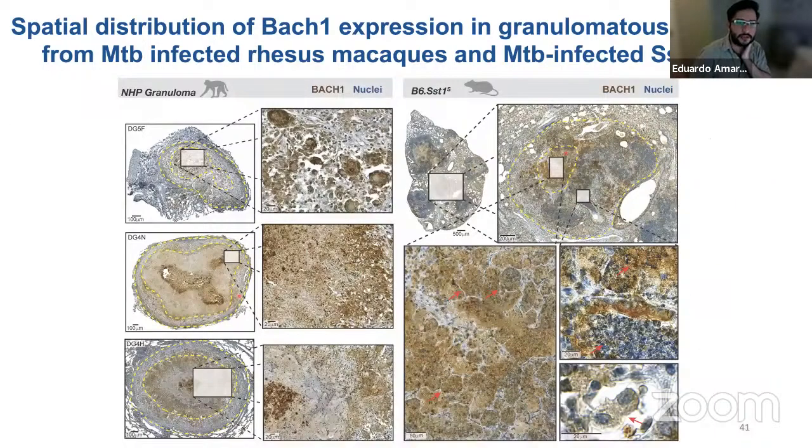We also looked at the spatial localization of BACH1 in the granuloma in monkeys infected with MTB, and also in these mice called SST1S animals, which develop granuloma-like lesions in the lungs. In both cases, we see stronger staining for BACH1 in the center of the granuloma. And this stronger expression correlates with overlapping areas where cells are undergoing necrosis.